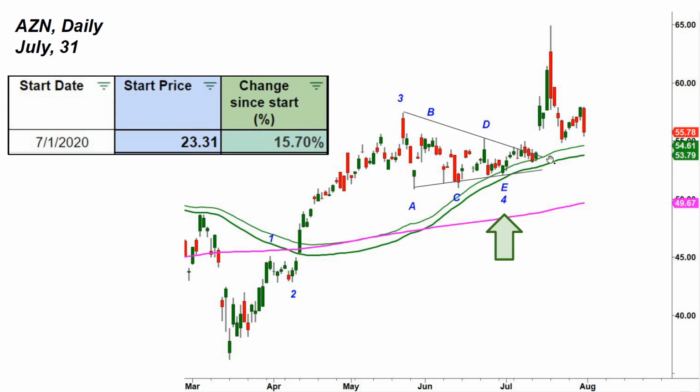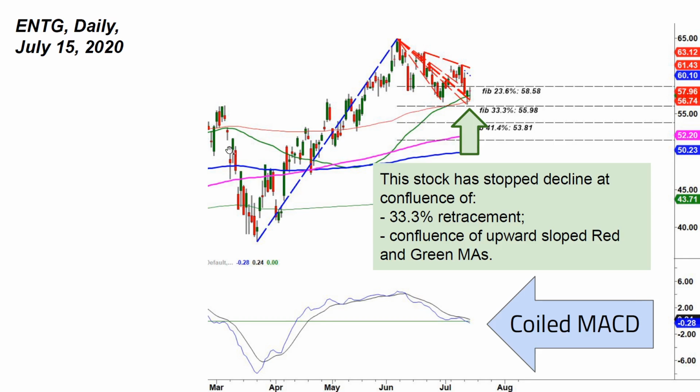This is what happened after that. Look, from 23.3, this is when I posted that setup somewhere here, it spiked to $65. Yes, it dropped afterwards, but even after the drop, it's still 15.7% over the entry price.